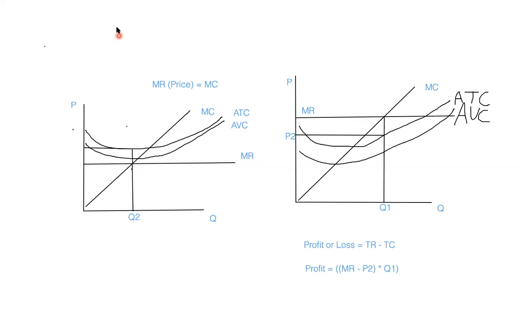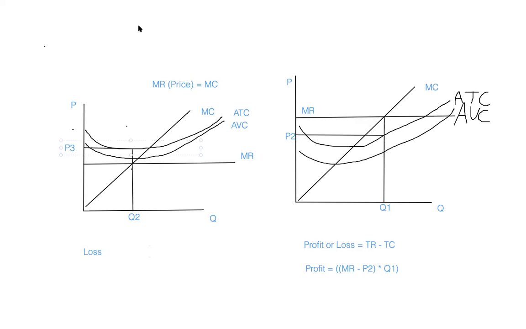So why don't we determine the formula that we can use for calculating the loss? So we already know the profit or loss formula. So in this case, it's going to be a loss. And in this case, let's say that the point of the intersection of the quantity Q2 and the average total cost curve, let's label that as P3.